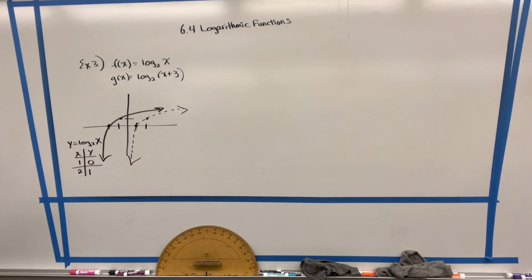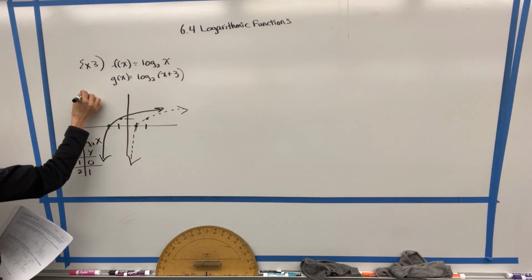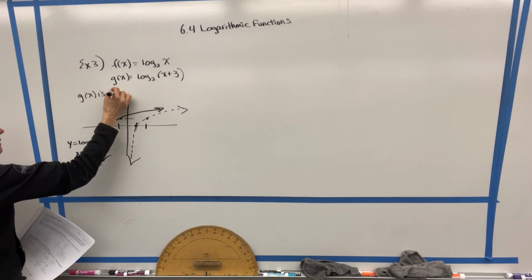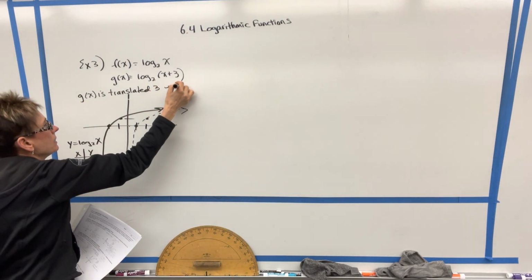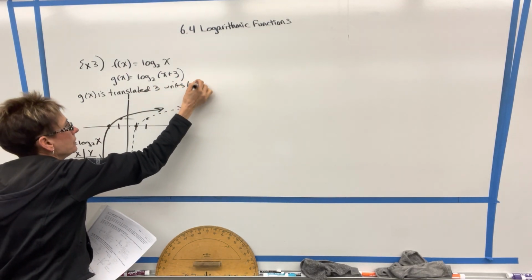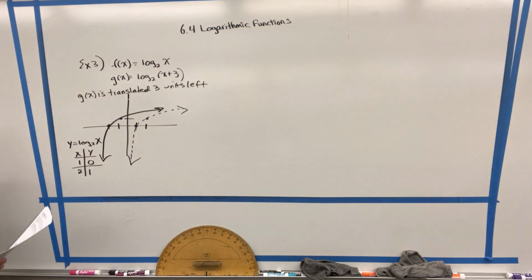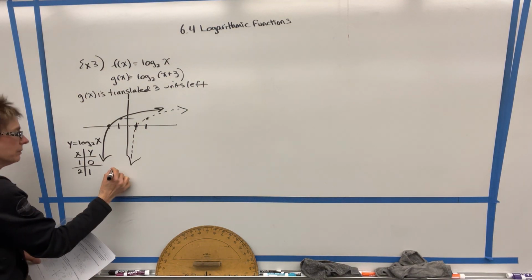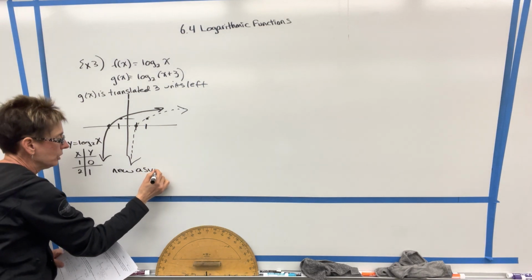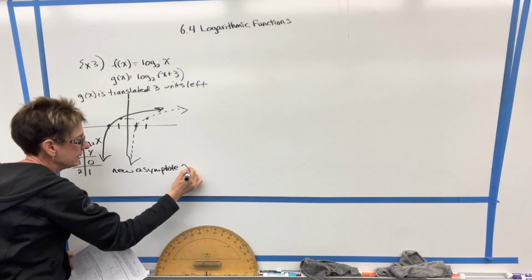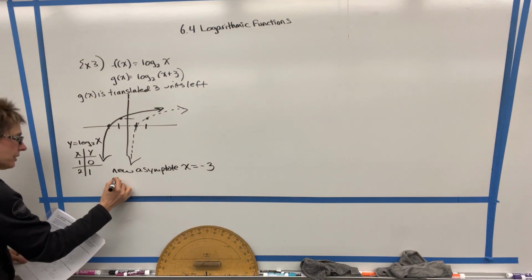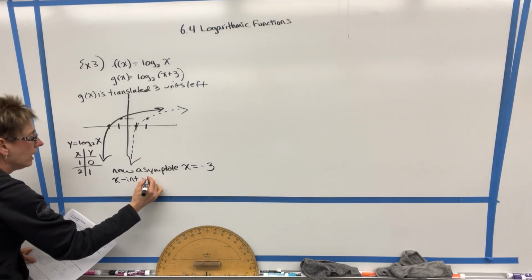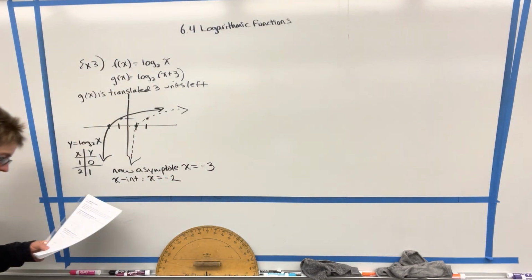So it's the same graph that we did in example number 1, but g of x is translated 3 units left. Our new asymptote is x equals negative 3, and the x-intercept is x equals negative 2.